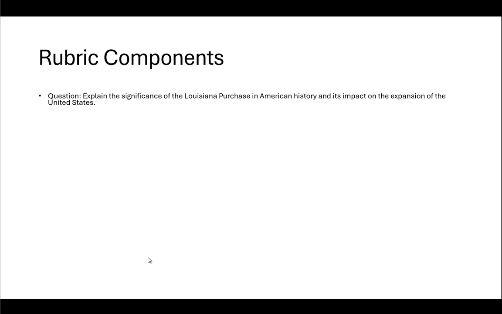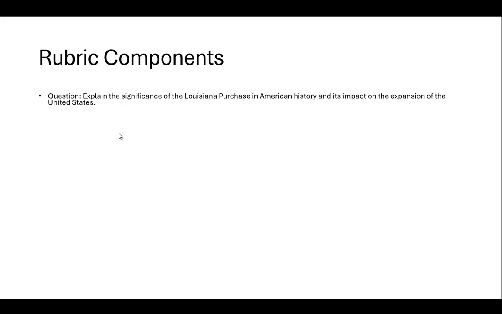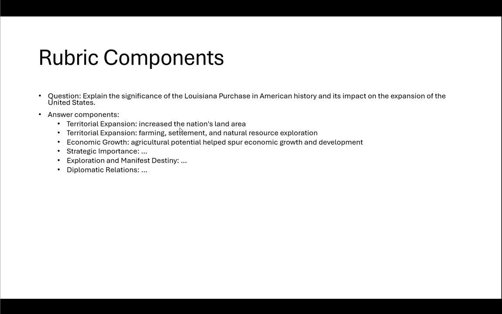So we have gotten rid of this high-level approach of asking the LLM whether the student answered correctly, and we take a very different approach. Here's a question that we want the student to answer, something about the Louisiana Purchase. The answer we want as instructors should have multiple components. We call these components. The correct answer addresses all of these, and maybe partial credit is given for addressing some of them. But the point is we can break down what the answer should address.